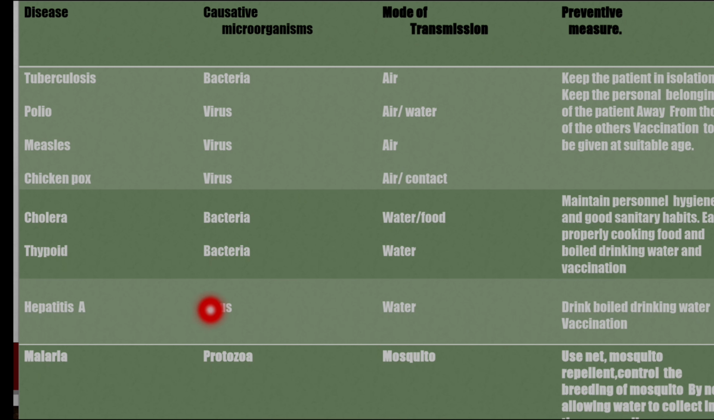Drink boiled water, and vaccination is a must. Malaria is caused by protozoans, and the mode of transmission is the mosquito. The mosquito is a carrier here. Preventive measures: use nets and mosquito repellent, and control the breeding of mosquitoes. We already discussed that. Clean your surroundings. Don't allow wastewater to collect in your surroundings. Cleaning your surroundings is very, very much a must here.